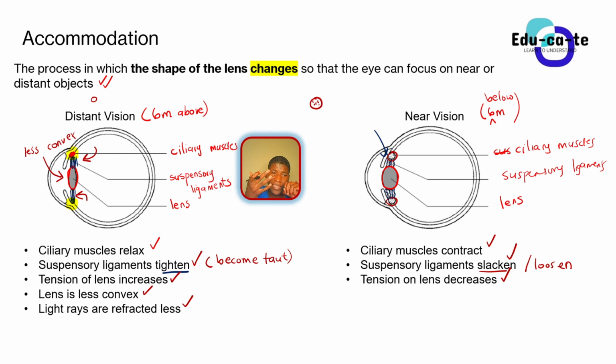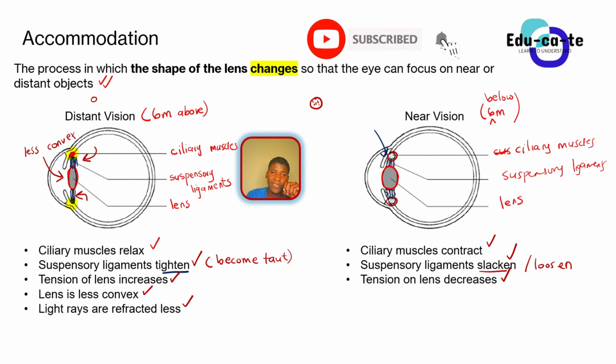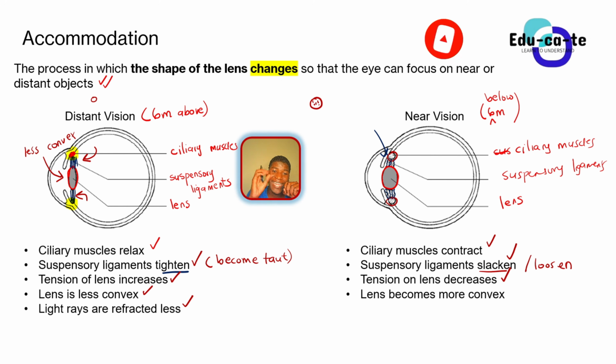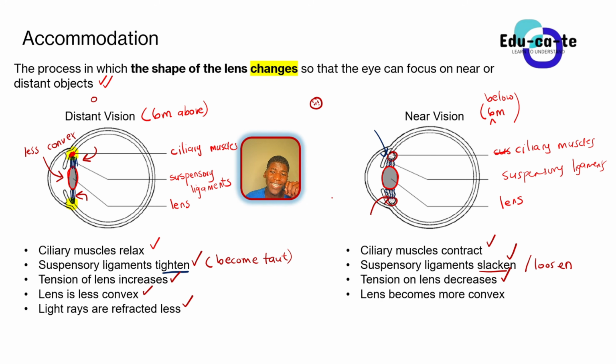And when the tension on the lens has decreased, the lens can now become bigger. The lens can now become more convex. Since the tension is lower, the lens is allowed to grow bigger. That's why in near vision, we have a bigger lens, because these suspensory ligaments that are holding this lens are not pulling that much. They are not tight. So basically the lens becomes more convex.